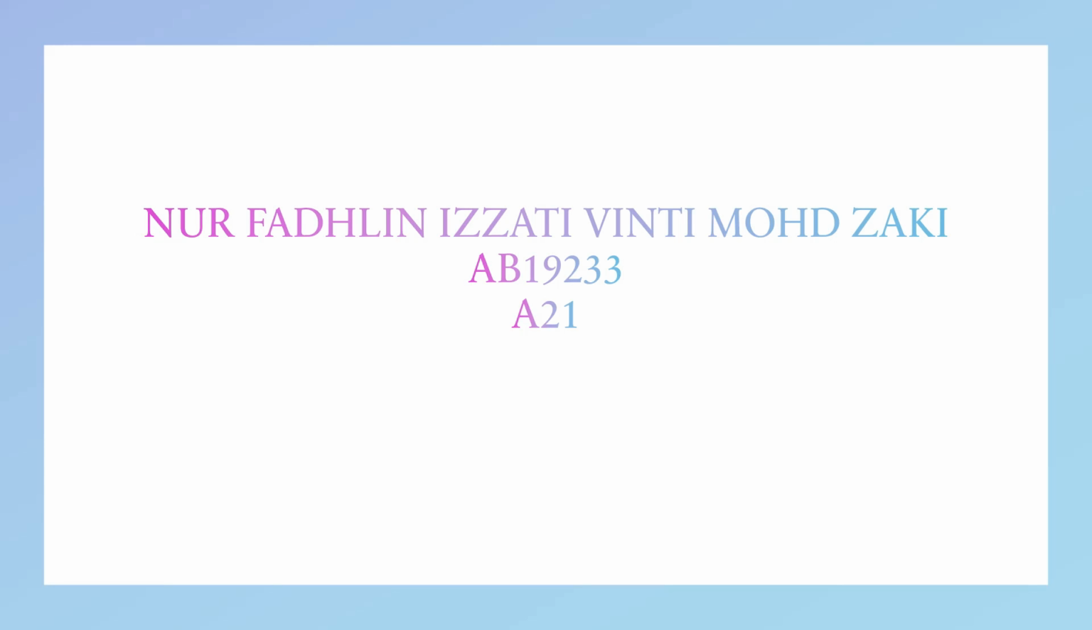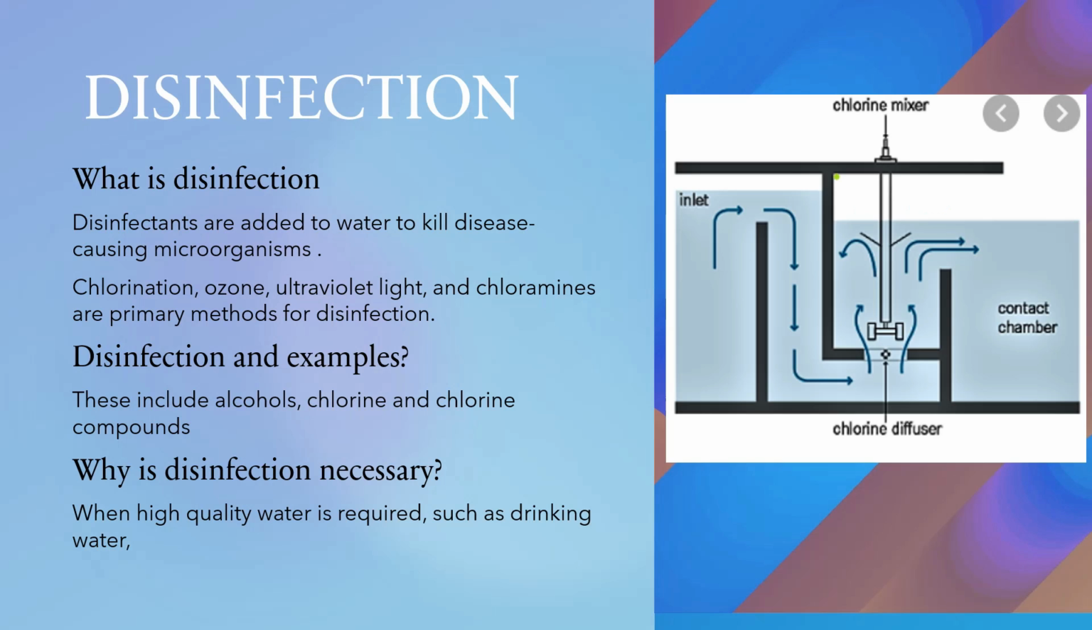Disinfection. What is disinfection? Disinfectants are added to water to kill disease-causing microorganisms. The primary methods for disinfection are chlorination, ozone, ultraviolet light, and chloramines. Examples of disinfectants used are alcohol, chlorine, and chlorine compounds.